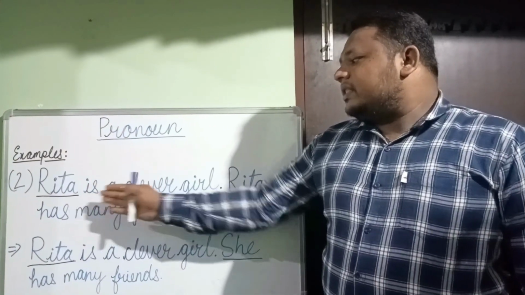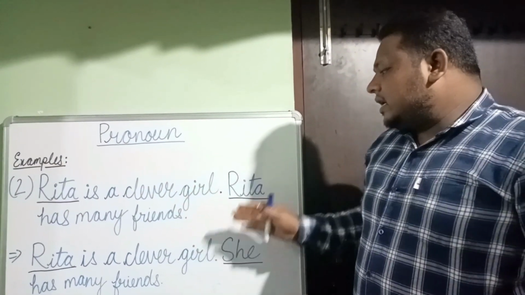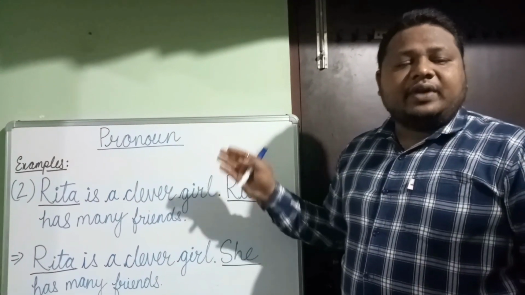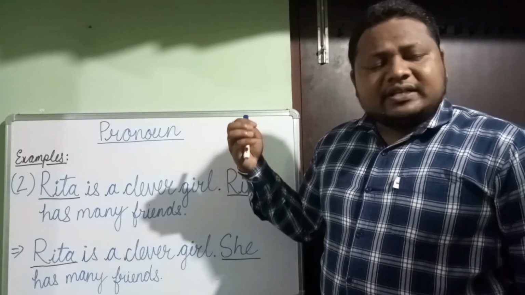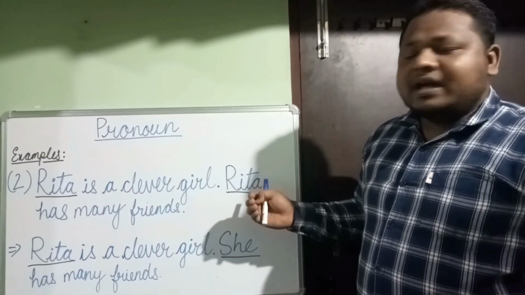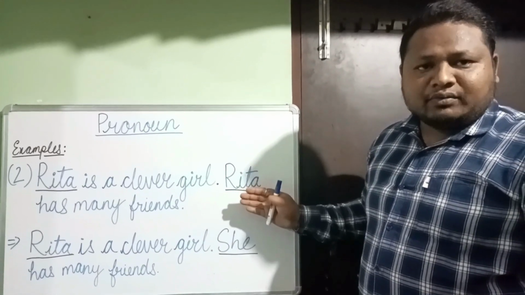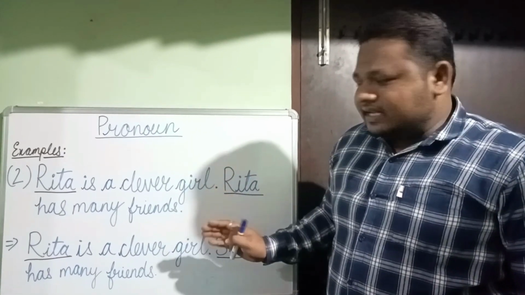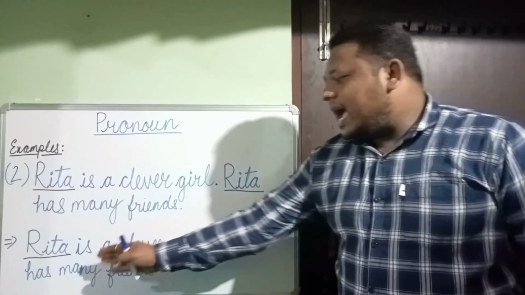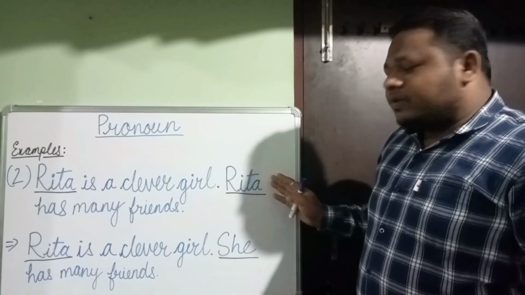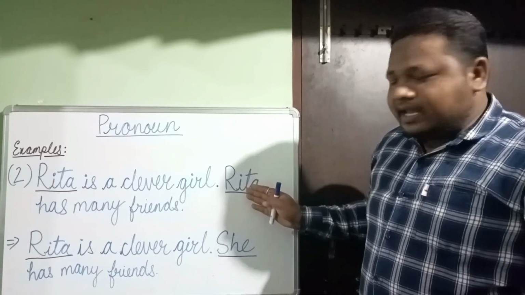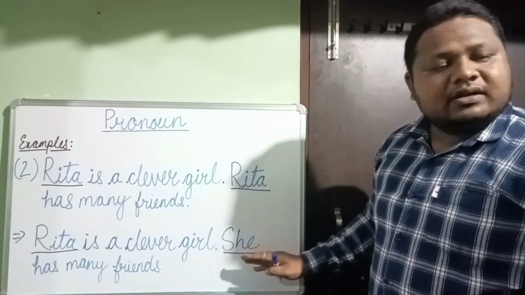Example 2. Rita is a clever girl. Rita has many friends. So in these sentences, we are talking about Rita. Instead of repeating the name Rita all the time, we can use a suitable pronoun. So we can rewrite this as: Rita is a clever girl. She has many friends. Rita being a female, we can replace her name with the pronoun she.